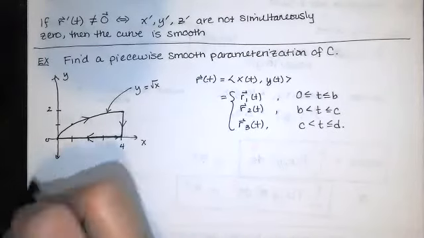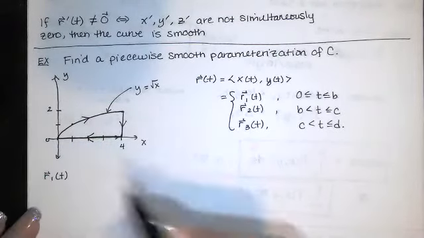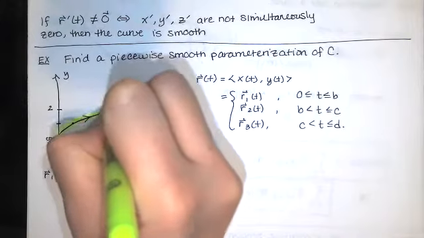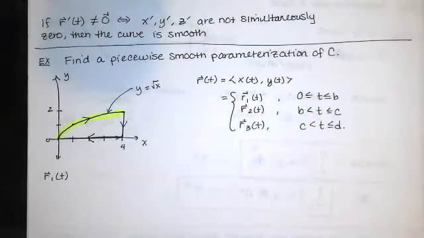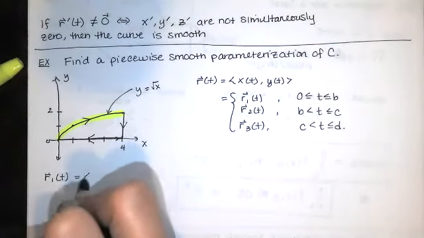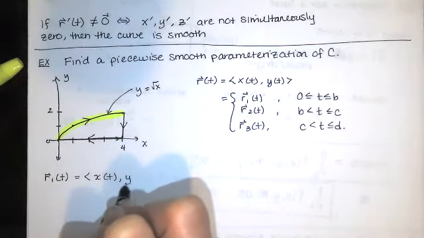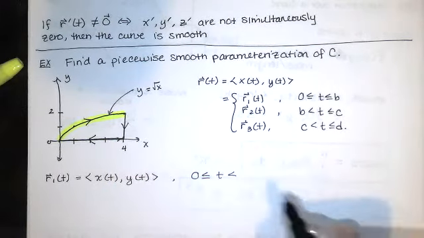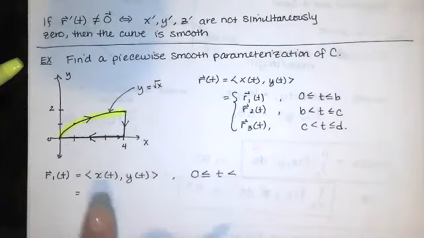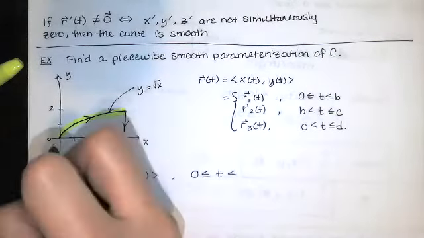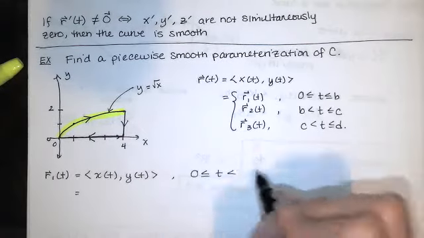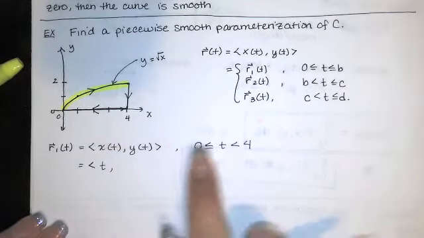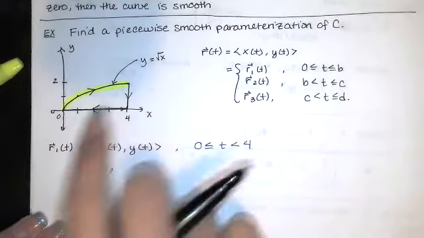Okay, so let's focus on r1 of t. And let's let r1 trace out just this piece. Well, r1 of t is going to be given by x of t and y of t. And I'd like t to start at 0, and it's going to go to some value. Now, since x goes from 0 to 4, if I let t go from 0 to 4 and I let x equal t, well, that should work. Because as t goes from 0 to 4, x goes from 0 to 4. We're good there.